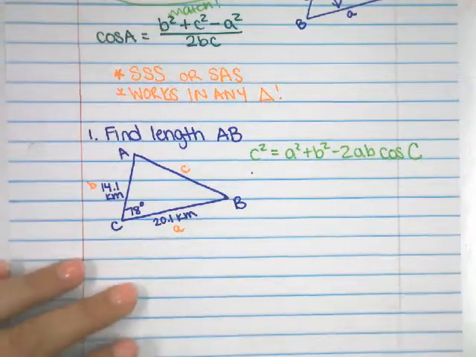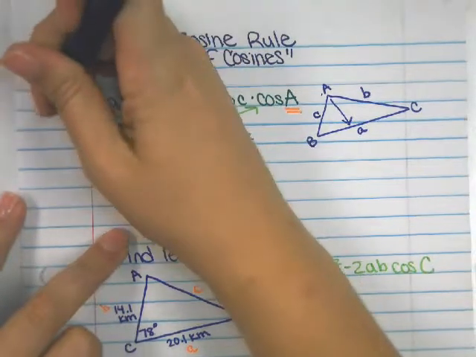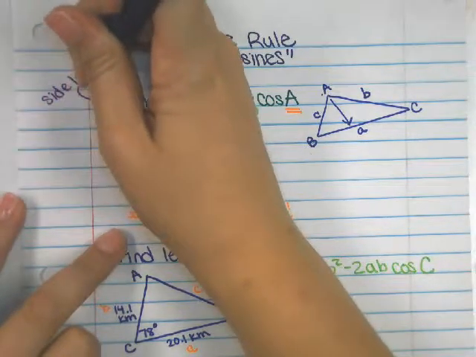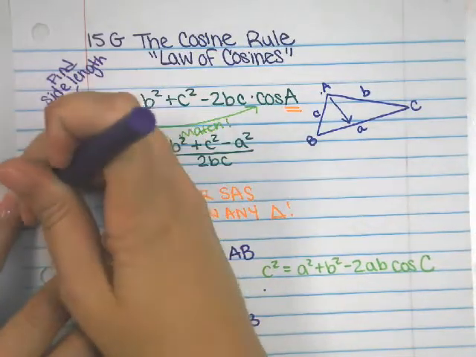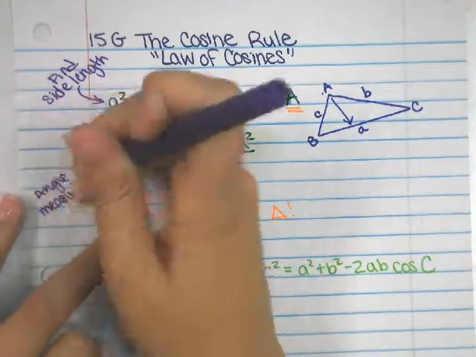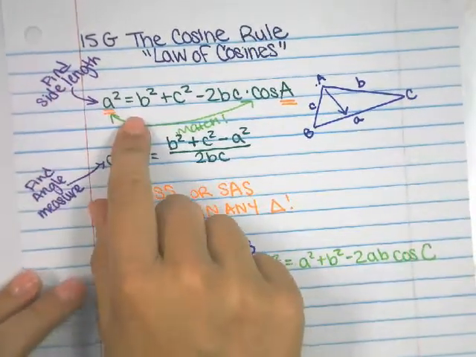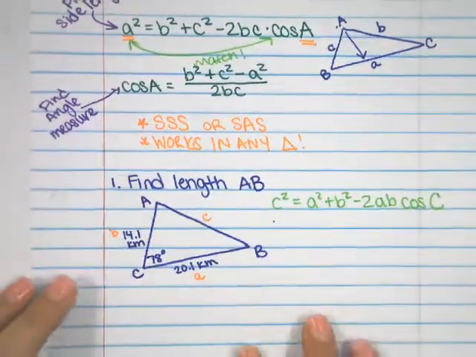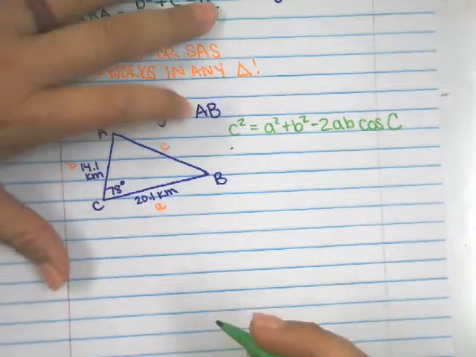I'm trying to find a side length, so I'm using this formula. It might be a good note to make. This one you use to find a side length. This one you use to find an angle measure. Okay. This one is for a side length, this one is for an angle measure, and it's just the rearranged version. So I'm going to plug in everything I know.